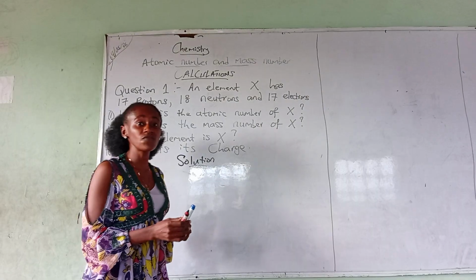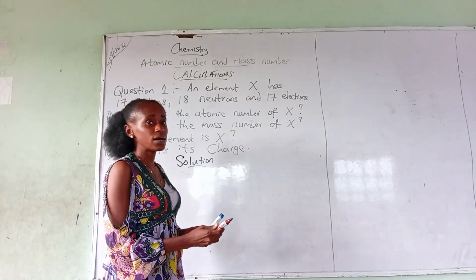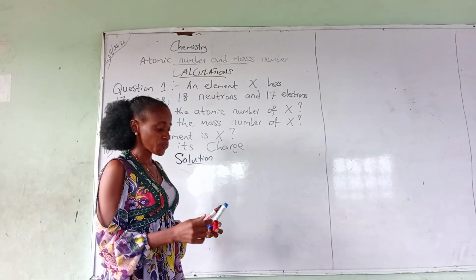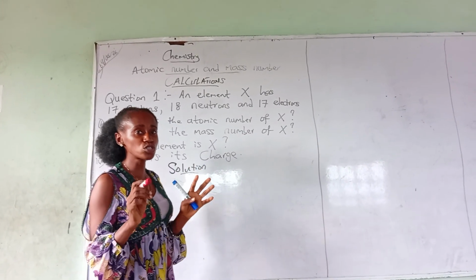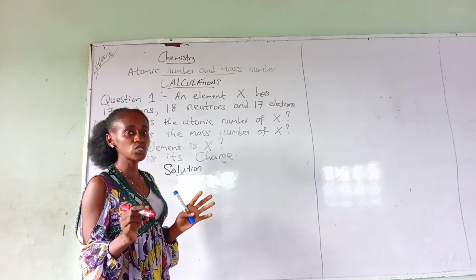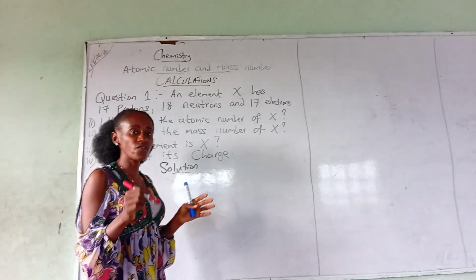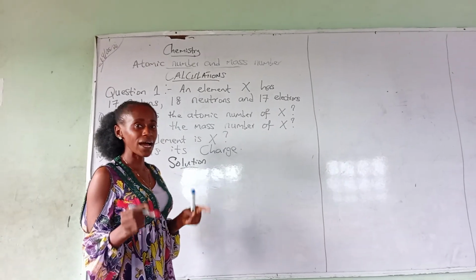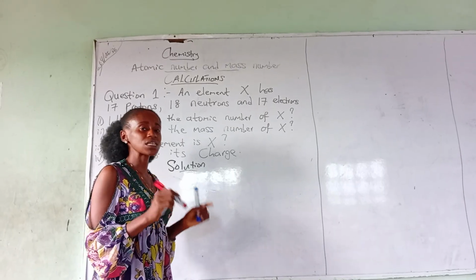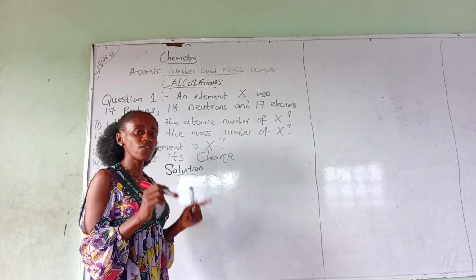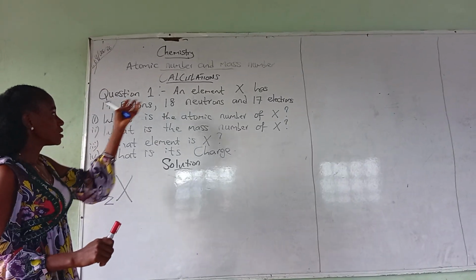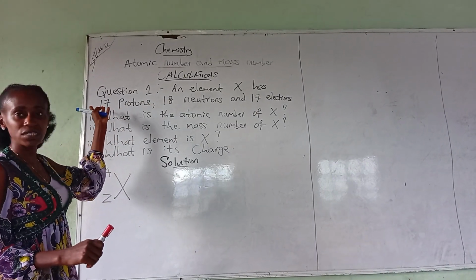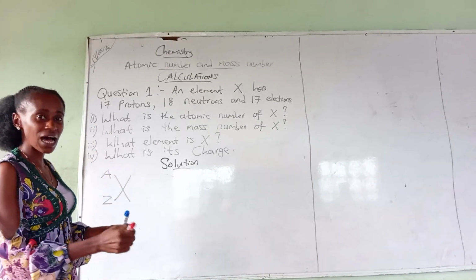Now let's go back to the definition of atomic number. Atomic number is the number of protons in the nucleus of an atom. Now we come back here. Simple. The number of protons, we have it as 17. So what is the answer now?